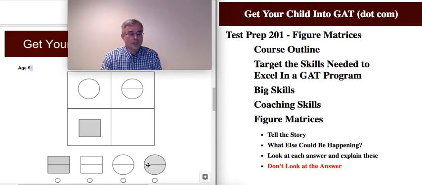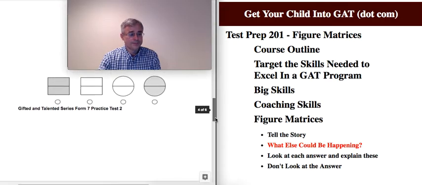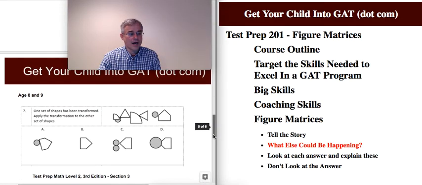Then we've got some corner solutions where somehow this circle turned into a circle, but when you see the answer, it'll help guide you on the rules of the COGAT. Okay, so tell the story. What else could be happening is something to look at, and it doesn't look like that's part of this question either. Let's move on.